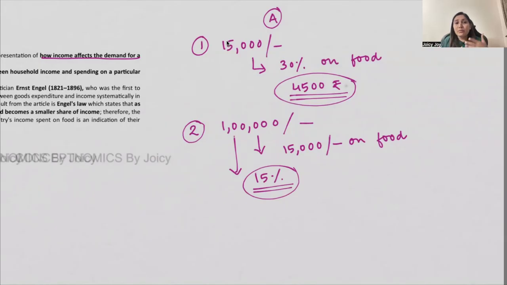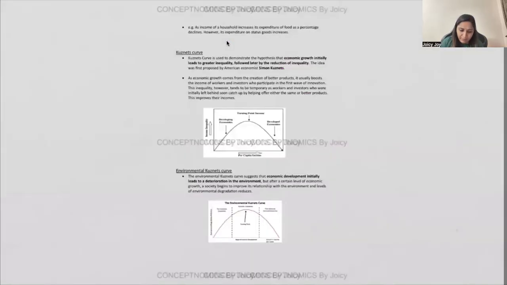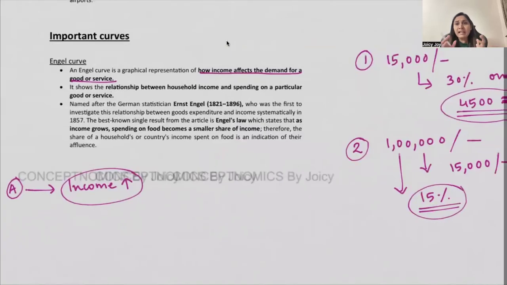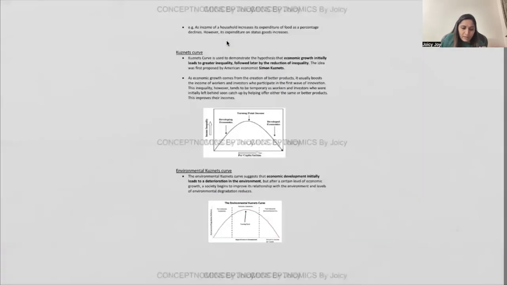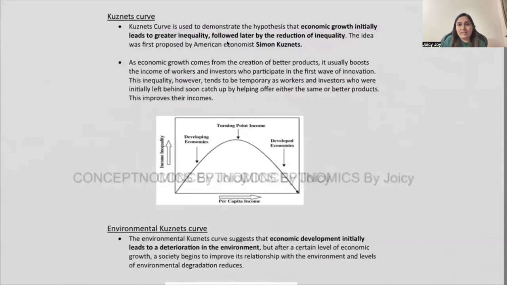Now, even though he has more than tripled the expenditure on food, it is only 15%, which means that however much the income of a person increases, the percentage share of expenditure on food will decrease. Why? Because a person cannot spend more than a particular limit on food. Especially when the income increases, the percentage of money spent on food reduces. That is simply Engel's law. The graph is not important; the graphical representation of this would be Engel's curve. Just remember the law. Now, next is Kuznets curve.